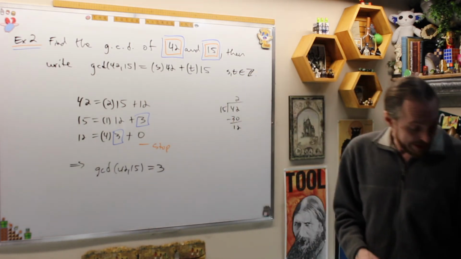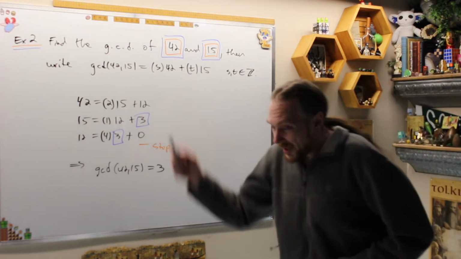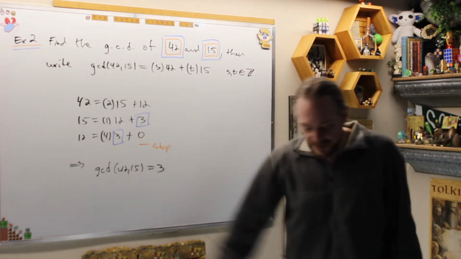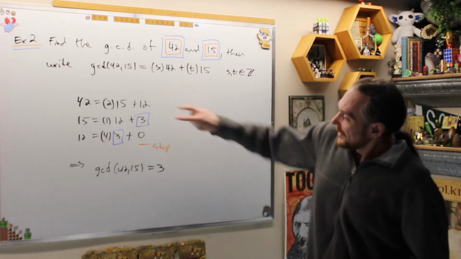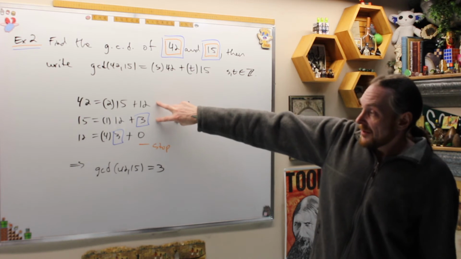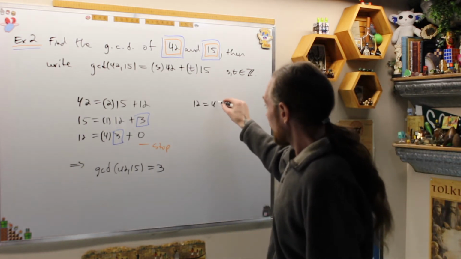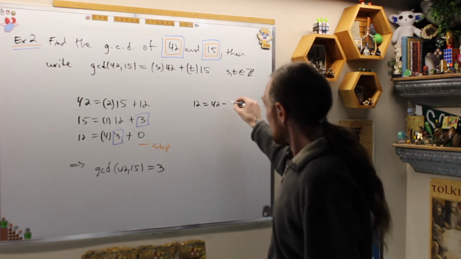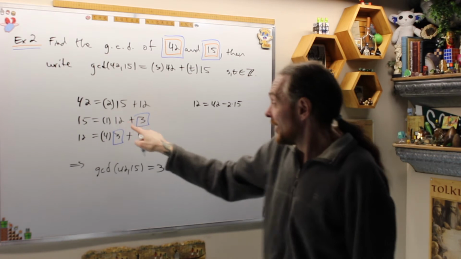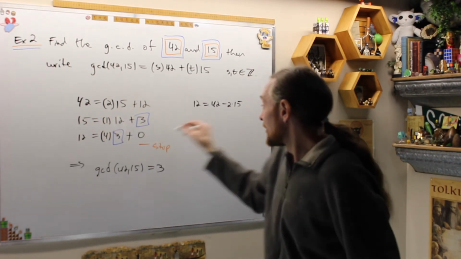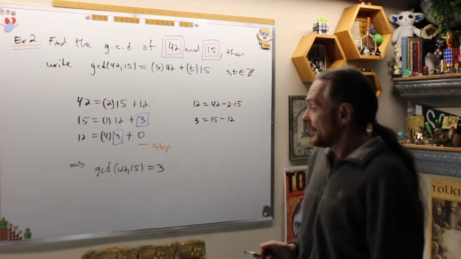Now what I'm going to do with that specifically is what Bezout, a French mathematician, hundreds of years after Euclid, cleverly did: he takes these remainders and writes them a clever way. So what he's going to do here is write 12 as 42 minus 2 times 15. I'm going to move this one to the other side of the equation, and this one to the other side of the equation. So I'm going to write 3 is equal to 15 minus 12.